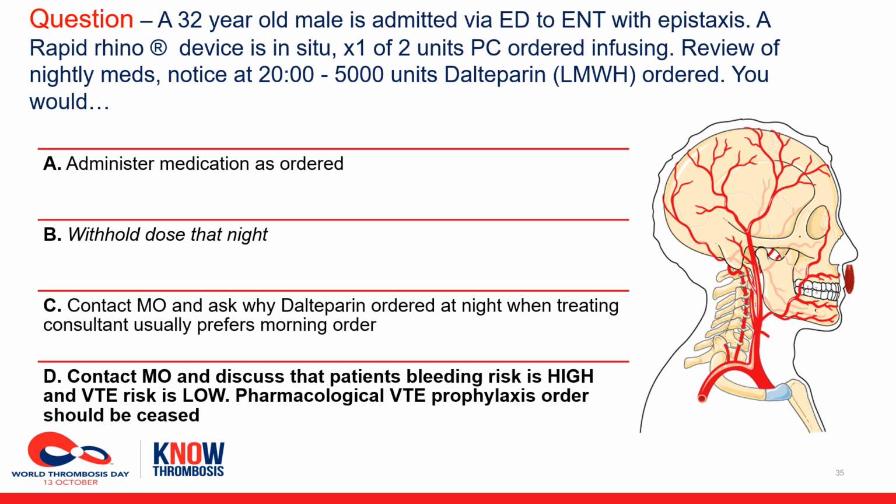And I gave this example because sometimes in surgical wards especially, some blanket ordering can occur where everyone who comes in gets VTE prophylaxis, and certainly this is where risk assessment and bleeding risk assessment is really important, so these things don't occur. Look, B's not totally wrong, holding that dose at night would be correct, but really the best course of action is to get the order ceased, because if you withhold it that night, the order still stands. The next day he might get the prophylactic dose, which might be enough to kick his bleeding off again.